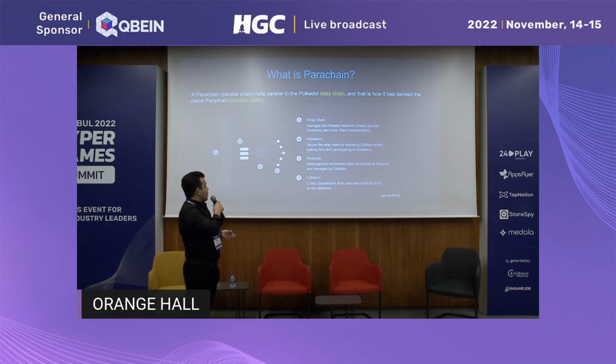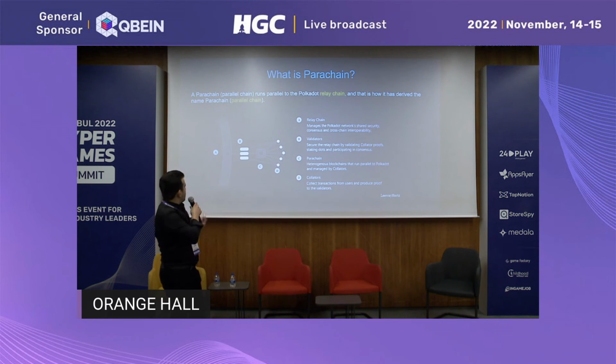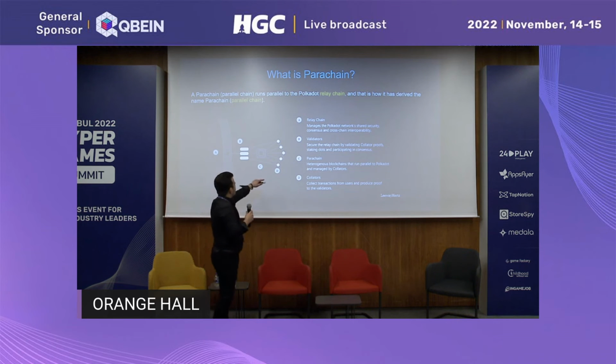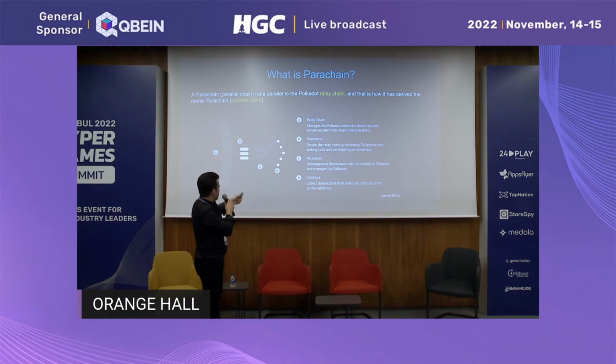I want to talk about parachains on Polkadot. A parachain is actually a parallel chain that runs parallel to the Polkadot relay chain. As you see here, at C we have the parachain. When you have your app and you want to send data to collators, the collators collect the transactions from users and produce proof for the validators, and validators are right here. The collators send the proof to the validator. If it's valid, it is written on the relay chain. Another way, it's called layer 0.